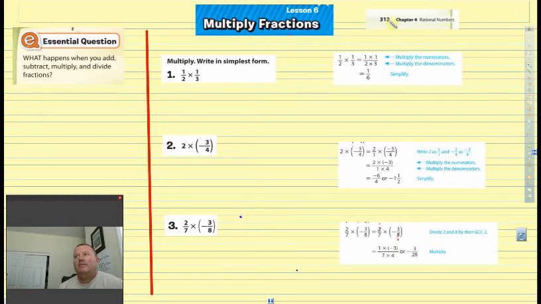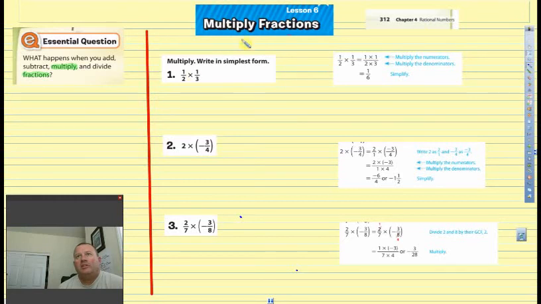Today we are dealing with multiplying fractions. So we've gone through the adding, we've gone through the subtracting, now we're in the multiplying. Okay, so my essential question is what happens when you add, subtract, multiply, and divide fractions? Well, today we are starting our multiplying journey in fractions. So we should be able to tell what happens when we add and subtract. Today we'll talk about multiplying fractions, and in a future lesson you'll deal with the dividing of fractions.